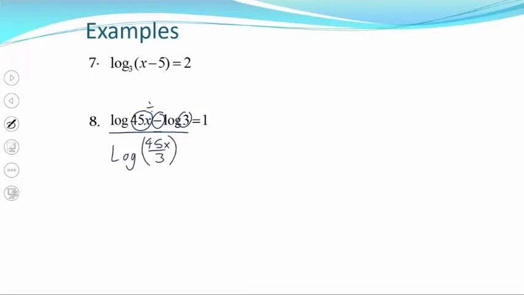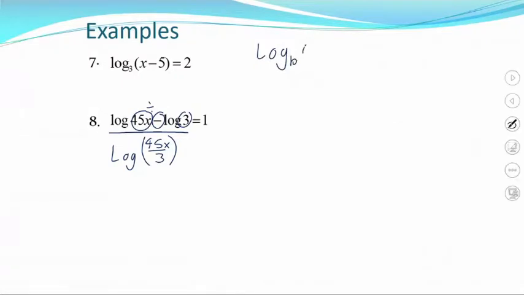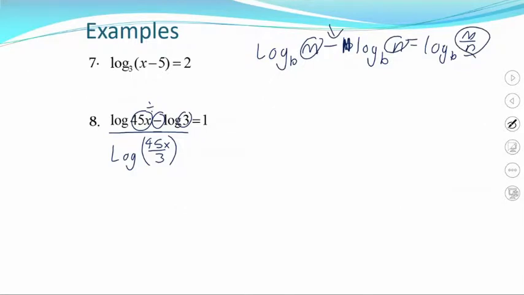I'm subtracting two logarithms, but when I'm subtracting logarithms, I can combine them by dividing the values in the logarithms. So go back in time and watch that video if you don't remember that. That's one of the properties we talked about: log base b of m minus log base b of n equals log base b of m divided by n. So the minus sign means you take m and n and you divide them.